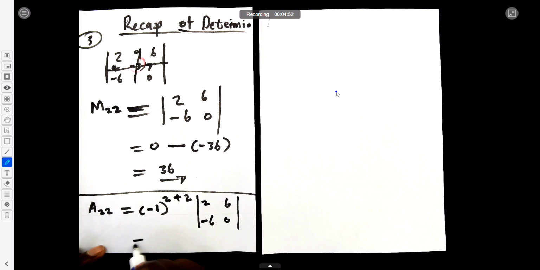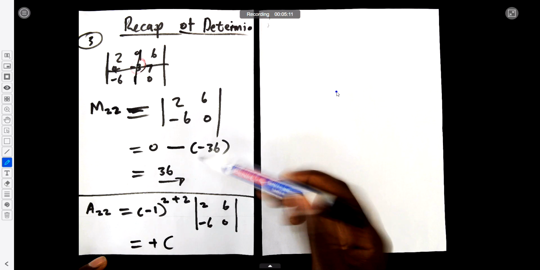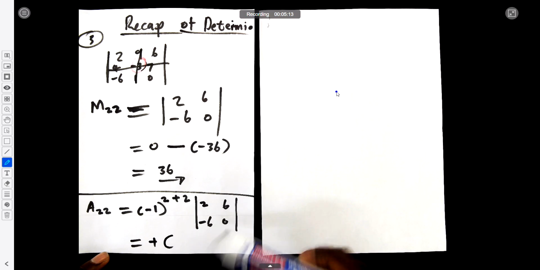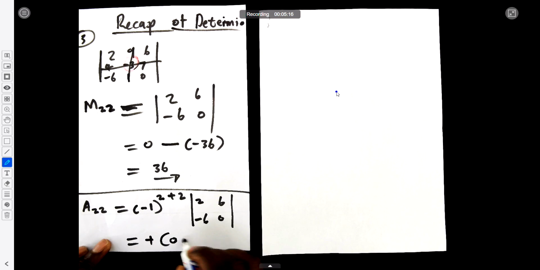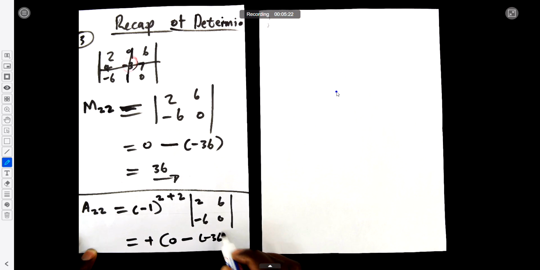So in that case, we do the finalization. We know that -1 to the power of an even number, because 2 plus 2 is 4. So we get -1 to the power of 4, which is +1 inside the bracket. So the output is +1. And the rest is the multiplication then. We know, in fact, it's still similar to the top solution here. So it's just 2 times 0, which is 0. Therefore, minus -6 times 6, which is -36.